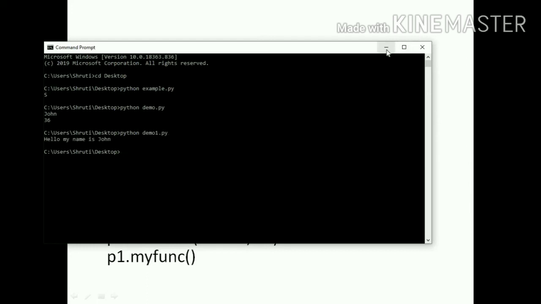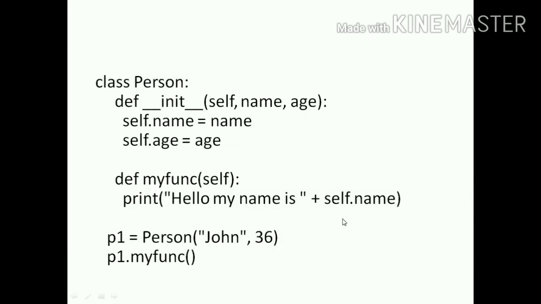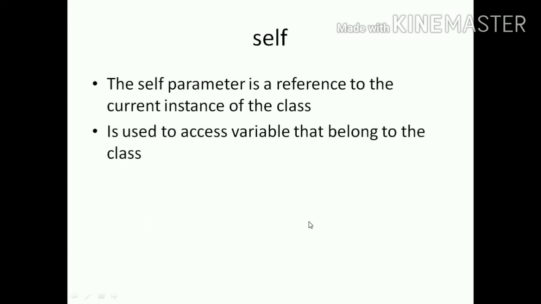So, hello, my name is John. Hello, my name is self.name. It refers to the current instance, and the current instance has the name John. So it printed out hello, my name is John. As I said, the self parameter is a reference to the current instance of the class and is used to access the variables that belong to that class.